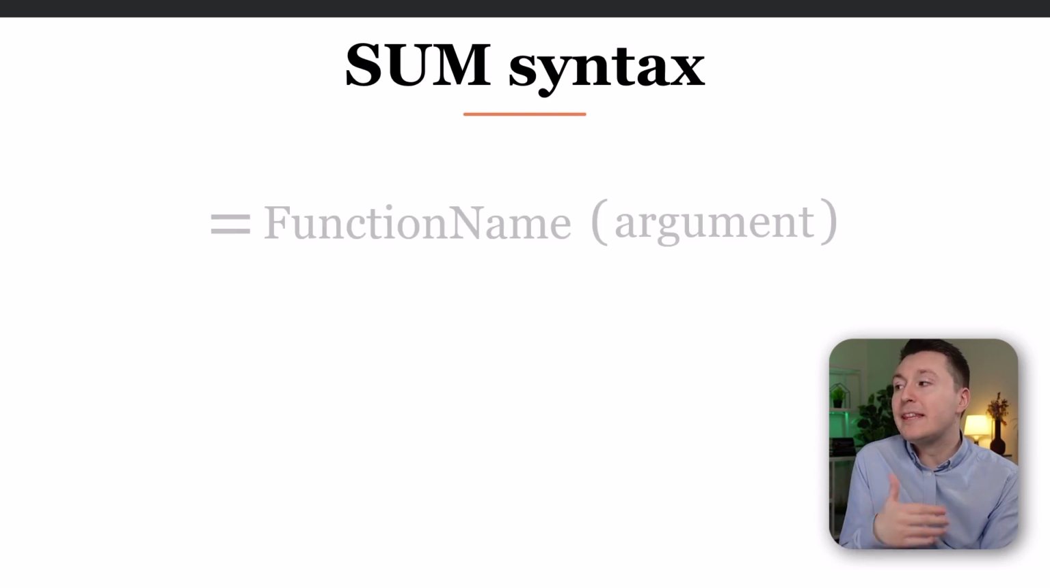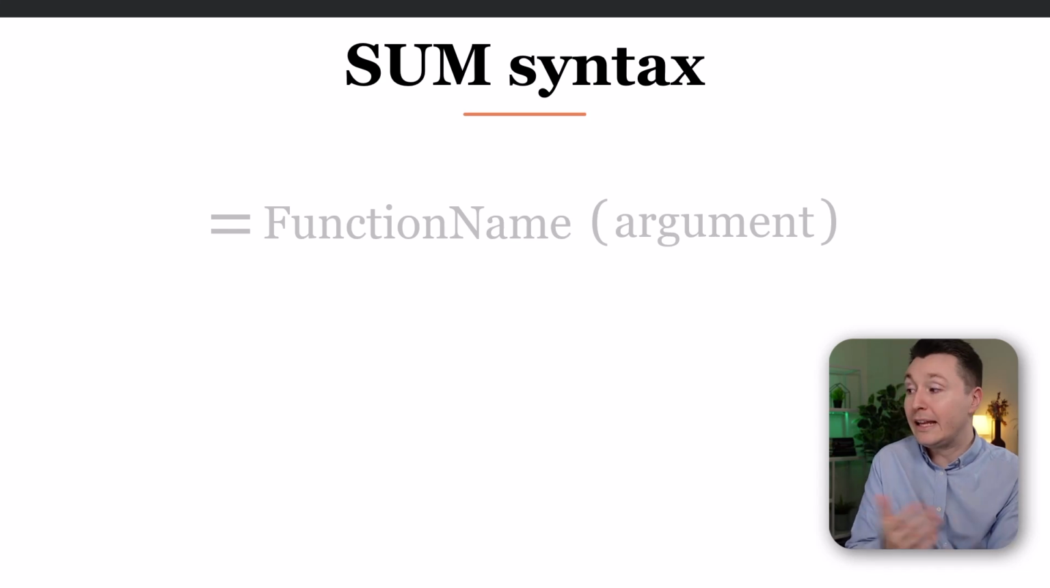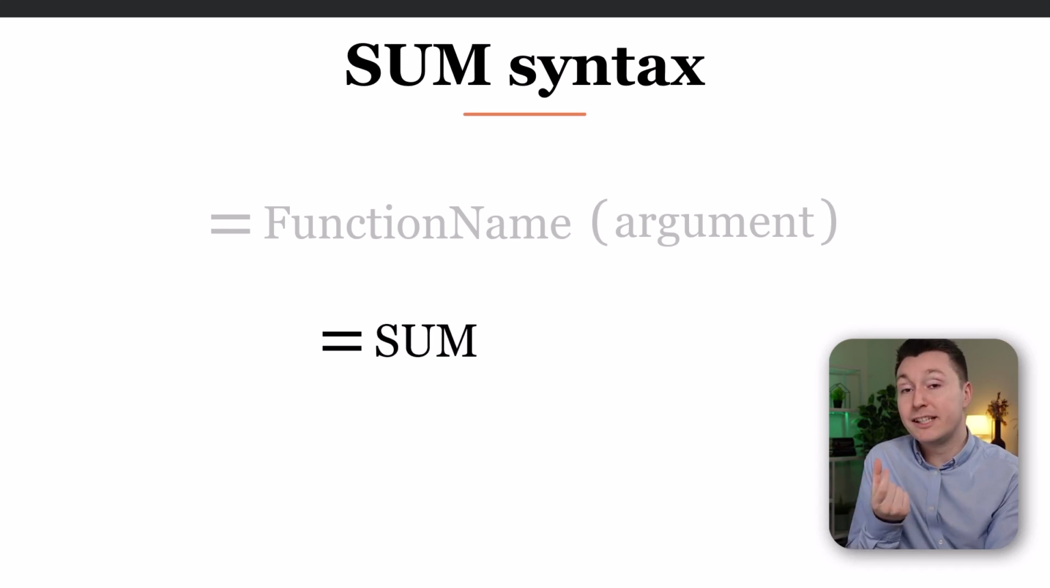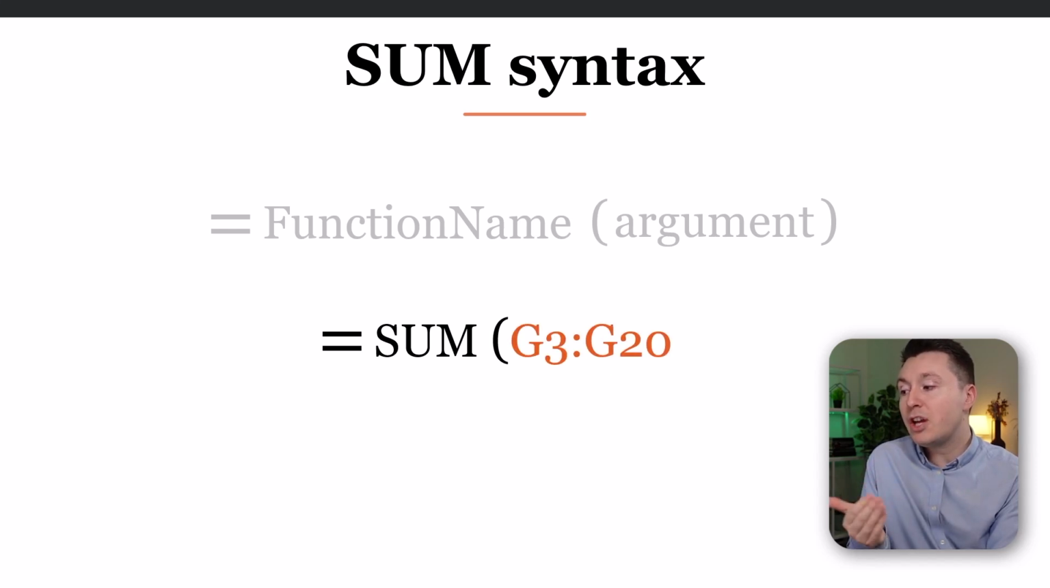Now, let's start with the sum function, the most popular and used function in the world, in Excel at least. So let's write the syntax for the sum function. So the argument of the sum function is typically a range of cells. So we have an equal sign, the word sum, which is the function name, and then an open parenthesis and a range. And that range could be G3 through G20, and that's the actual range we're going to sum up in a bit. Now just a closed parenthesis, and that's it.